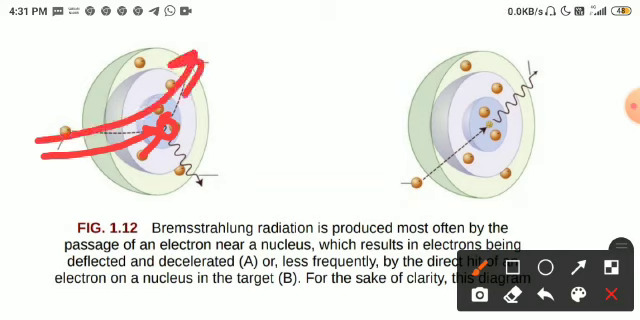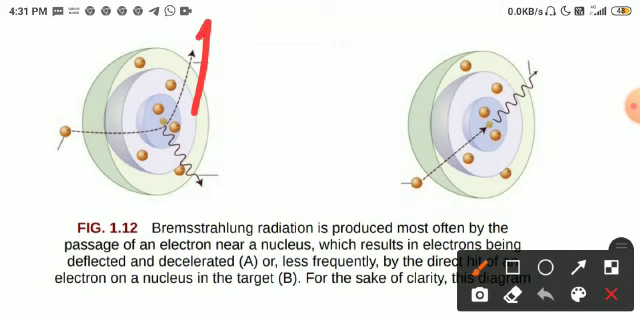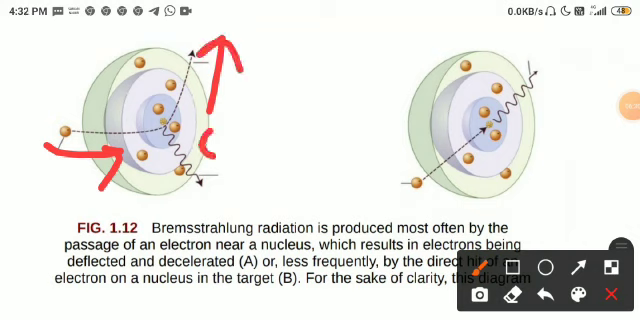In the first diagram, we will see its path from near the nucleus so that its pathway is deflected and some energy is lost in the form of X-ray. This photon is decelerated and deviated from its path and some energy is produced in the form of the X-ray.